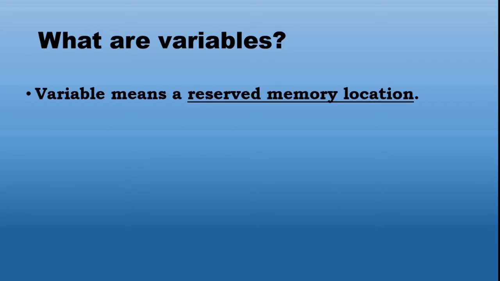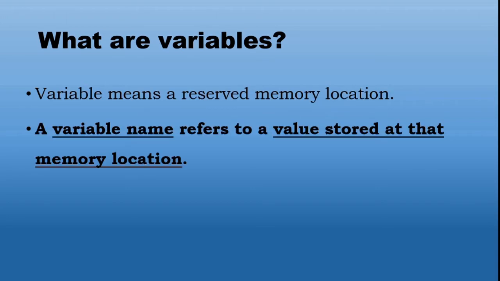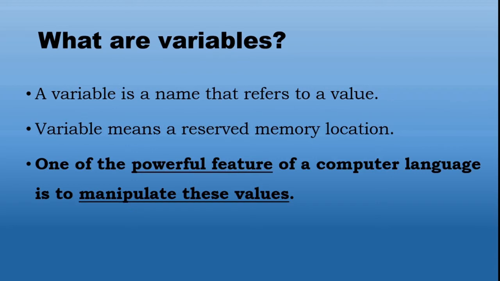So what are variables? Variable means a reserved memory location in a computer memory. A variable name refers to a value stored at that memory location. One of the powerful features of a computer language is to manipulate these values so that it can give meaningful result to the user. So let's go and see what are the types of variables available in Python.